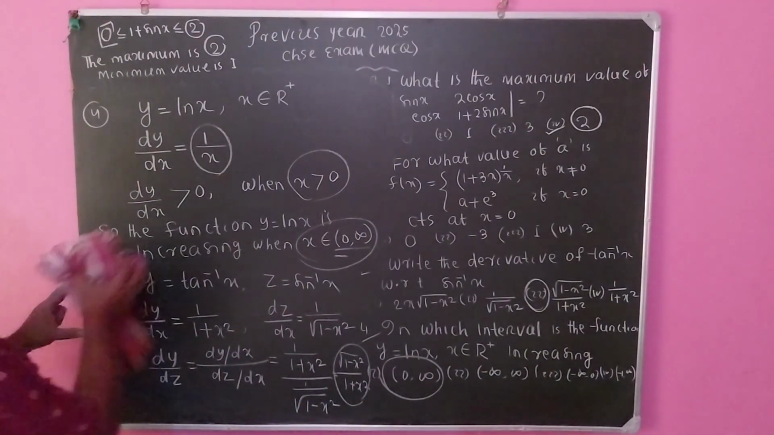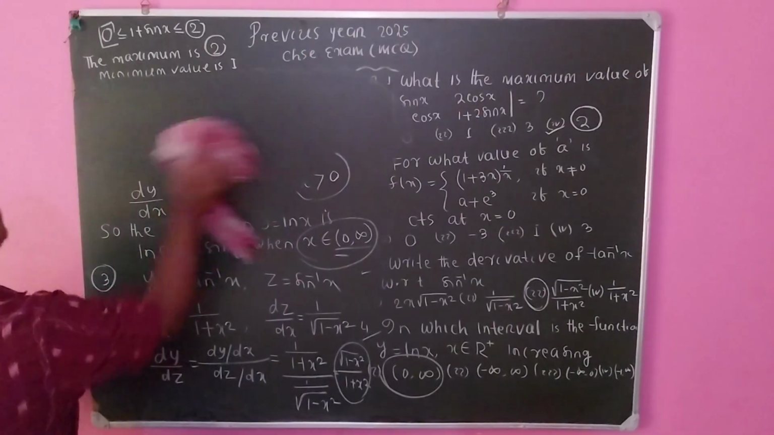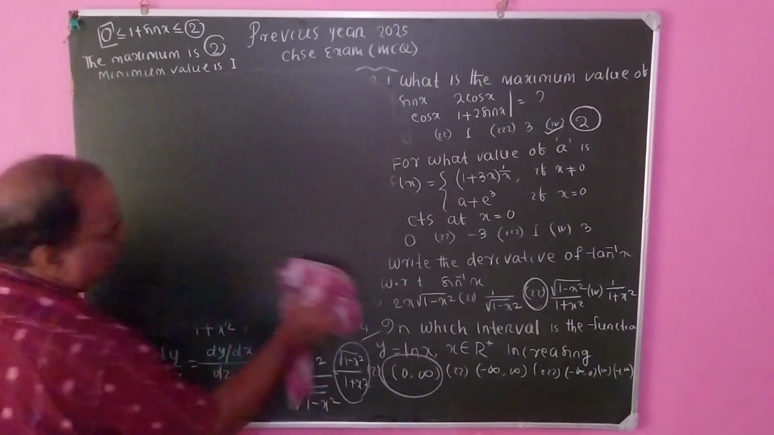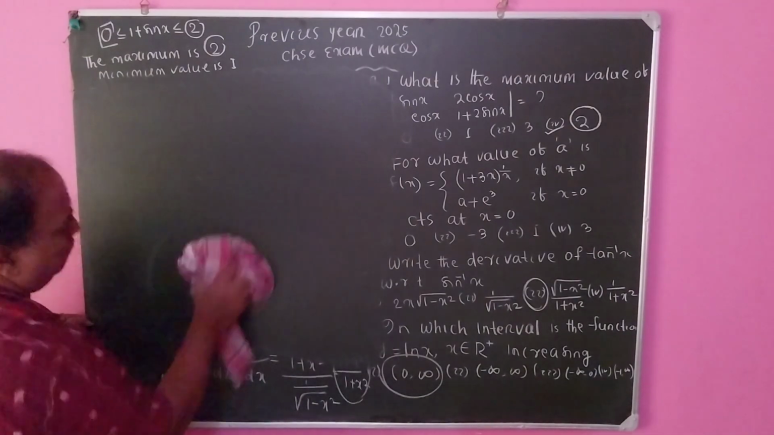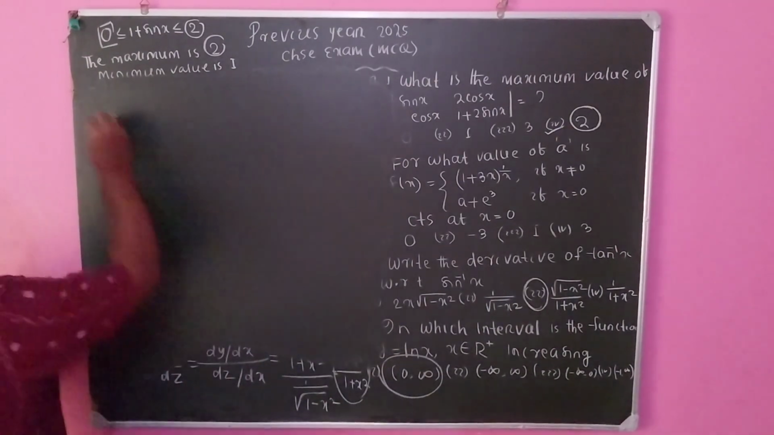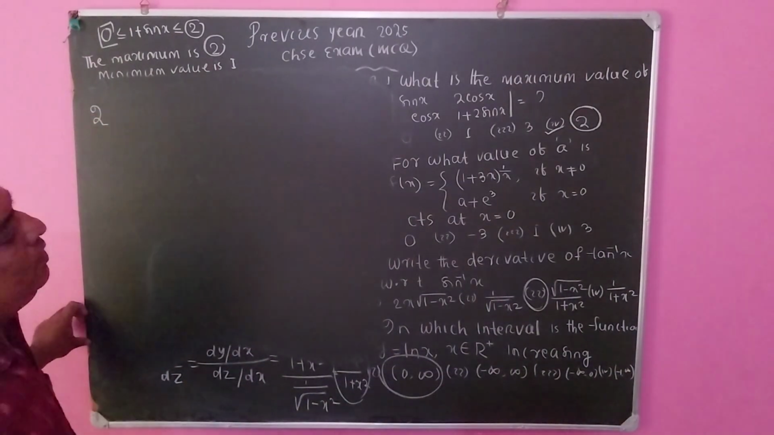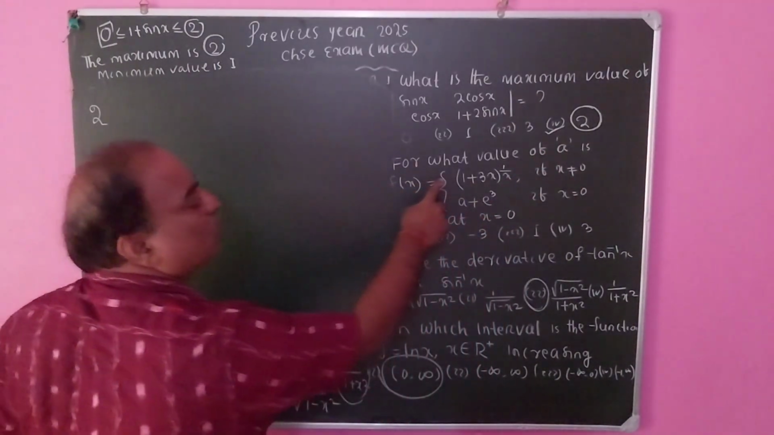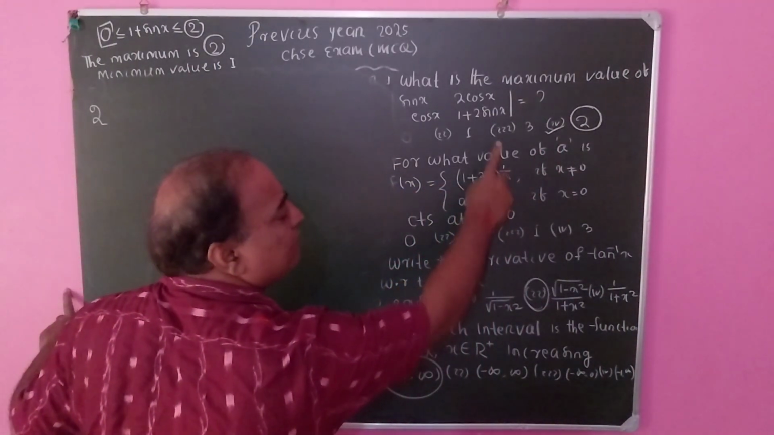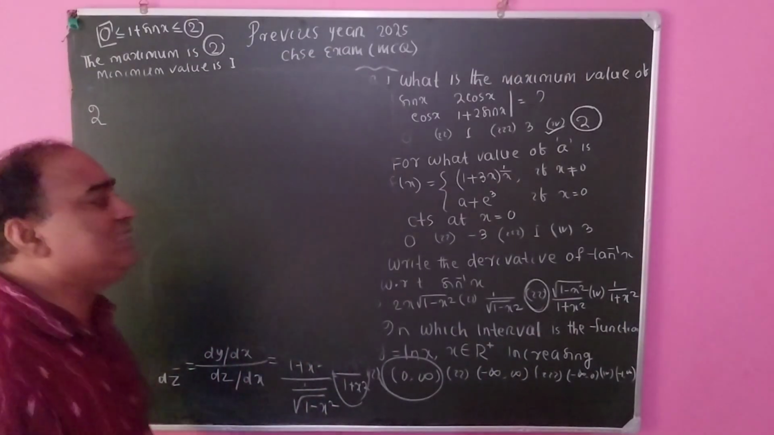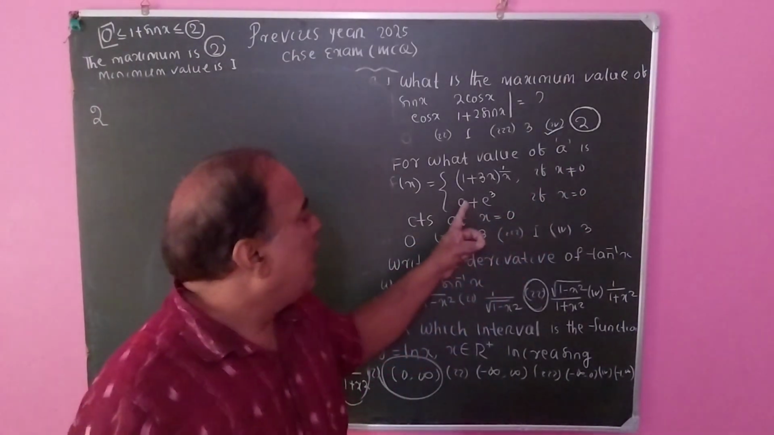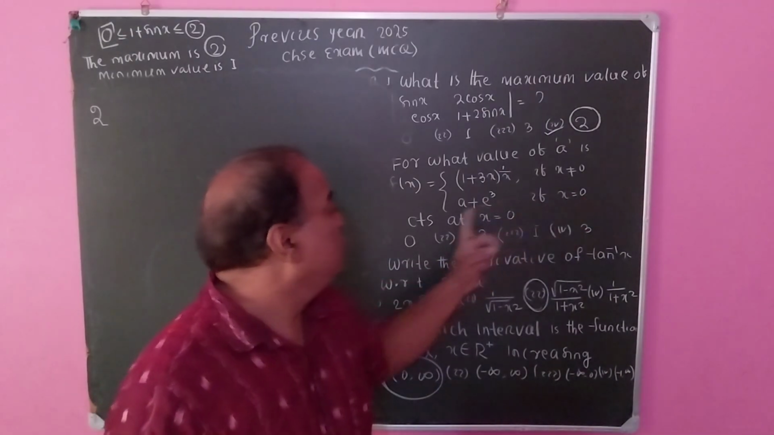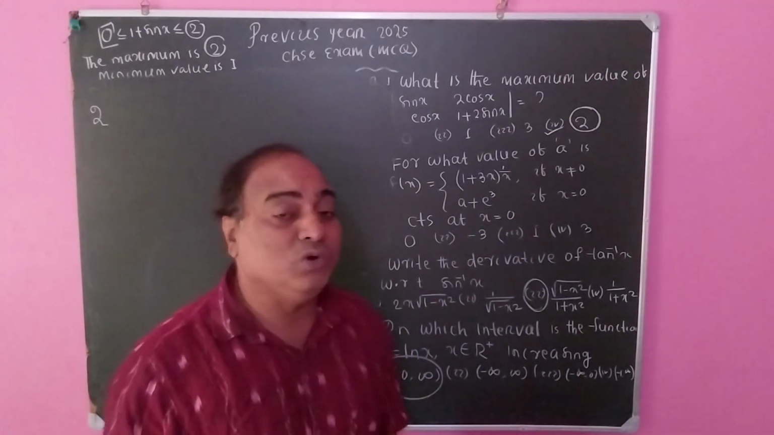Now let us discuss question number 2. Write down question number 2. For what value of a is f(x) equal to (1 plus 3x) whole to the power 1 by x if x is not equal to 0, and a plus e to the power 3 if x is equal to 0, continuous at x is equal to 0.